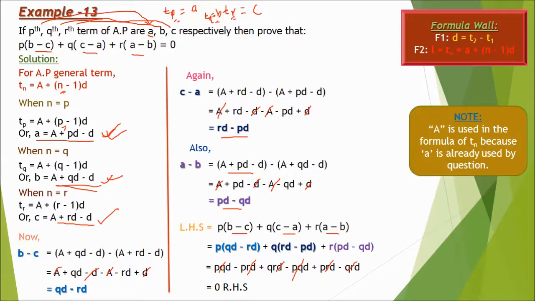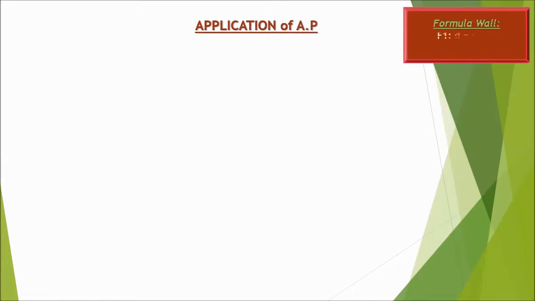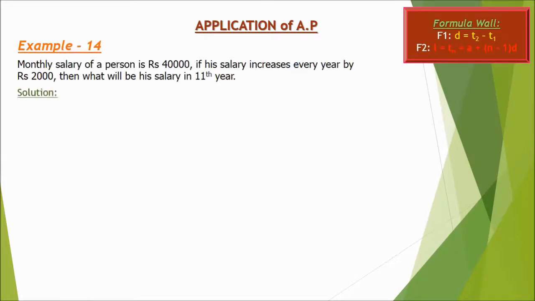If we follow the steps properly, it's a very easy question. Application of arithmetic sequence, arithmetic progression. You can see the formula, formula 1. Now the question: the monthly salary of a person is 40,000. It increases every year by this amount. If we understand what this value represents, then we can easily solve this question.